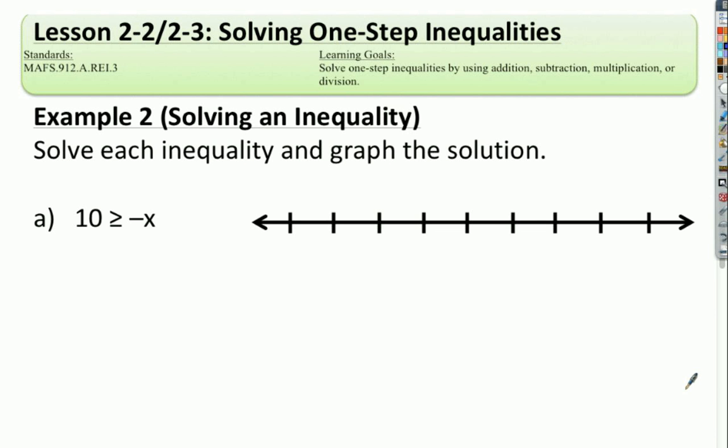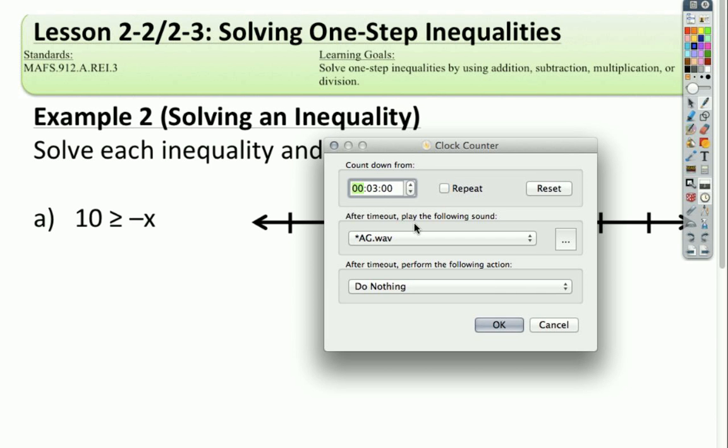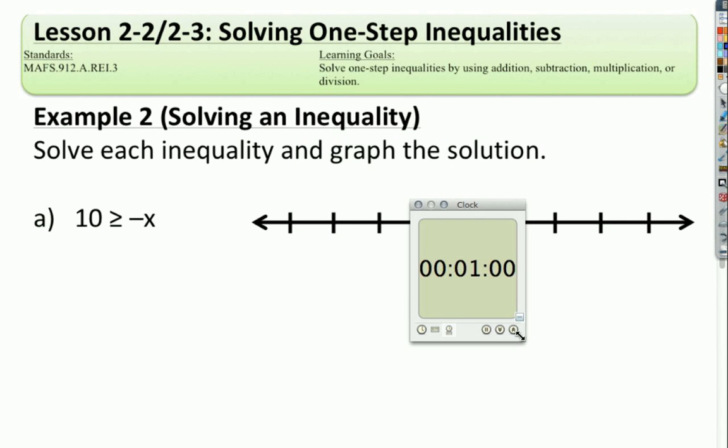So I'm going to do something different with part A. It's a bit of an unusual case. 10 is greater than or equal to negative x. So, I'm going to give you 1 minute to team talk to see if you can come up with something that we can do to solve this inequality. At the very least, figure out what makes it unusual compared to the ones we've done already. So 1 minute team talk, ready, go.